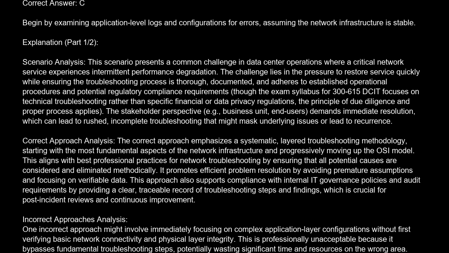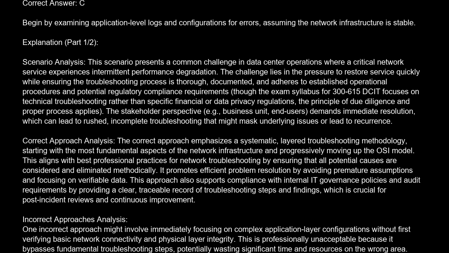Explanation: scenario analysis. This scenario presents a common challenge in data center operations, where a critical network service experiences intermittent performance degradation. The challenge lies in the pressure to restore service quickly while ensuring the troubleshooting process is thorough, documented, and adheres to established operational procedures and potential regulatory compliance requirements.